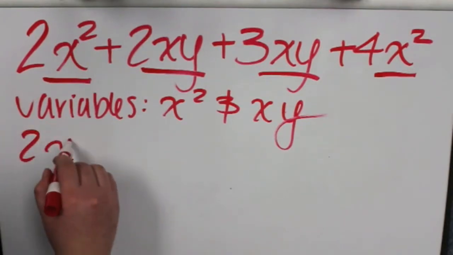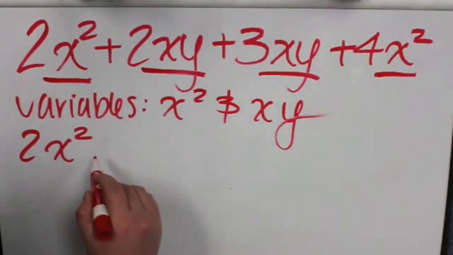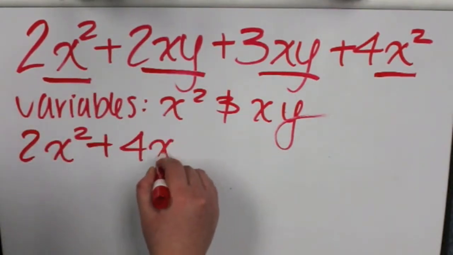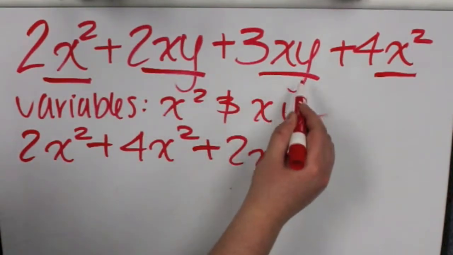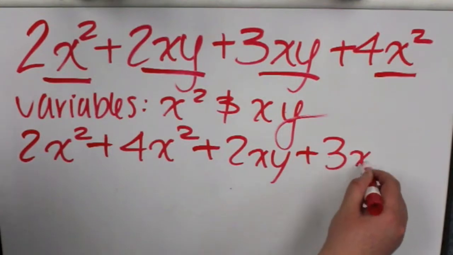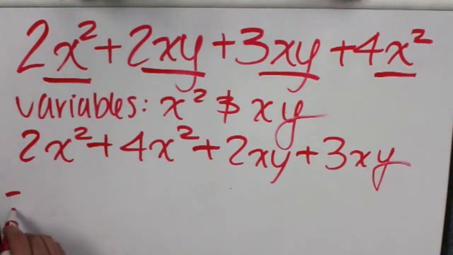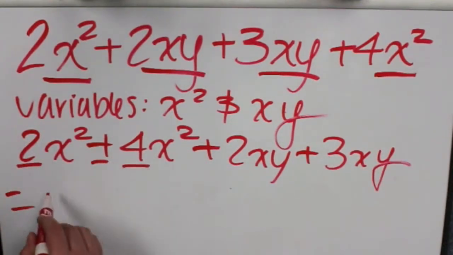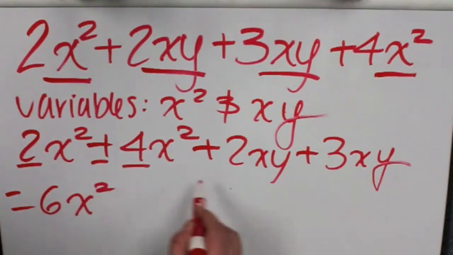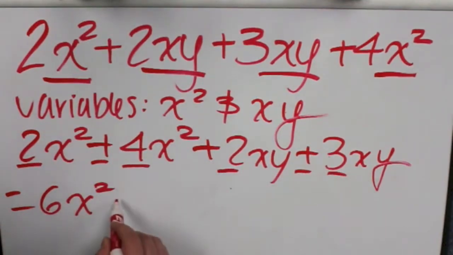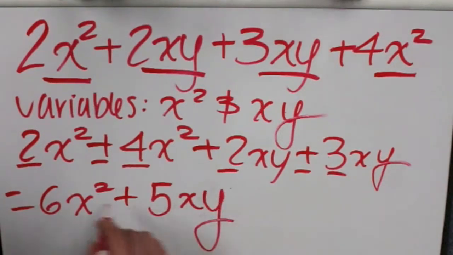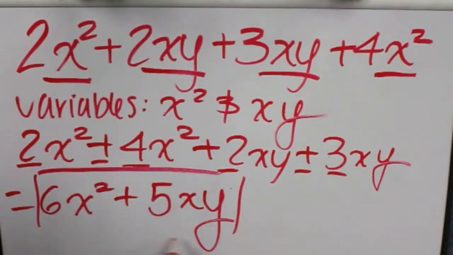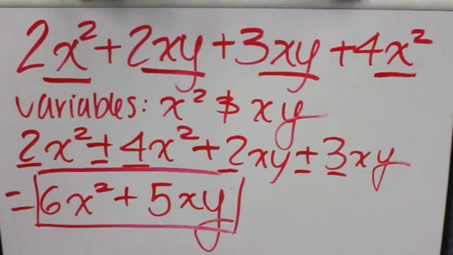And so we're going to put them together just so we can see them, and it's going to be easier to do the equation that way. You have 2x squared plus 4x squared plus 2xy plus 3xy. Now that we have our like terms together, we can add them. So we're adding the coefficients, 2 plus 4, which is 6x squared, and 2 plus 3, which is 5xy. And there we have it. And because they're different variables, we're going to keep it that way.